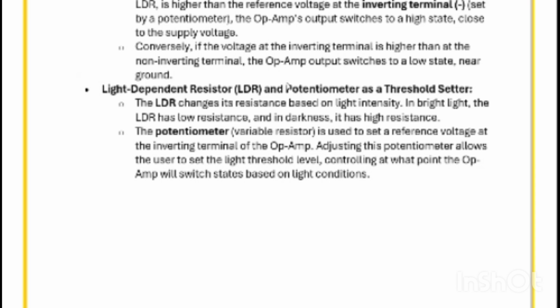The functioning is that the variable resistor, that is the potentiometer, allows us to set the reference voltage at the inverting terminal of the op-amp, and by setting this value we are able to determine the light level at which the LED will turn on or off.